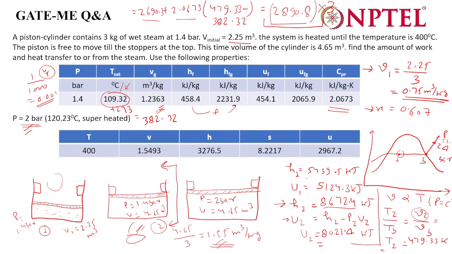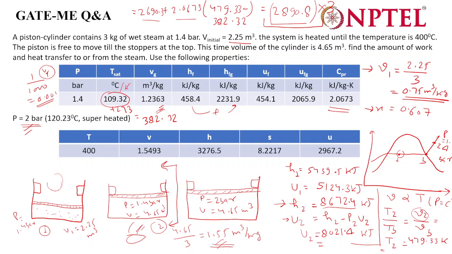Subtract H2 minus H1. Okay. Yes, sir. 8672.4 minus 54.5. It is 3232.9.